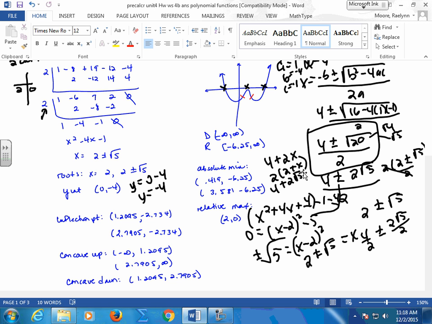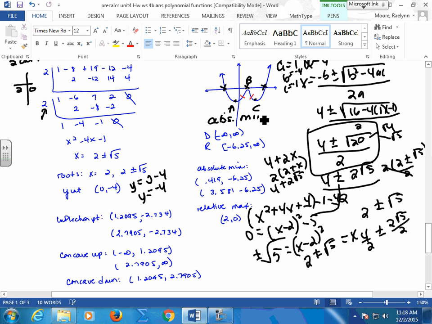So we went through your zeros. These guys, and if you want to label A, B, and C, because this is the lowest point, these are absolute minimums. And they're both the same because when you find your minimum, the y's are exactly the same. So they're absolute minimums. This guy is my relative maximum.